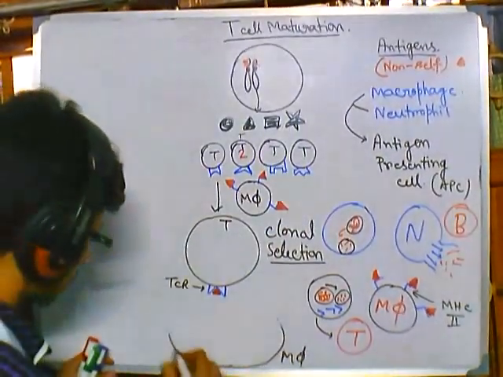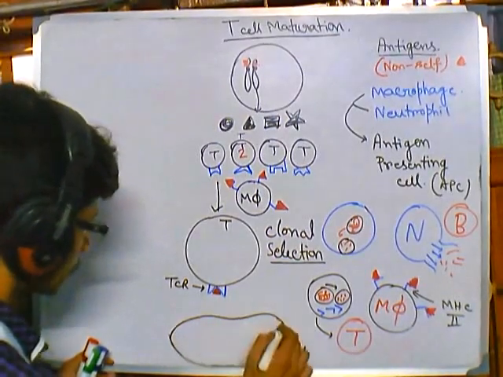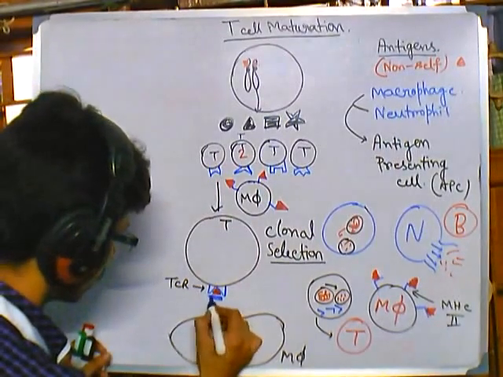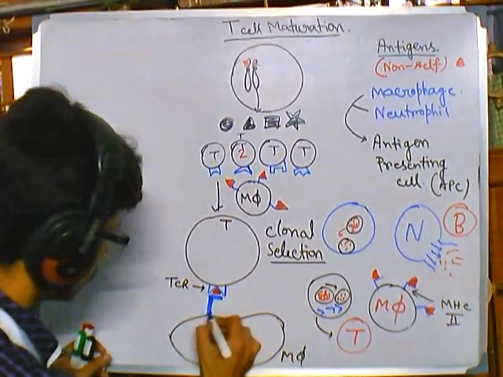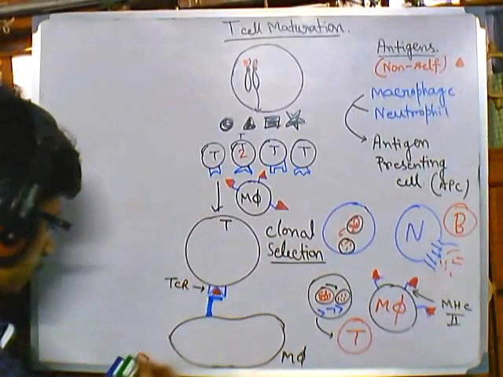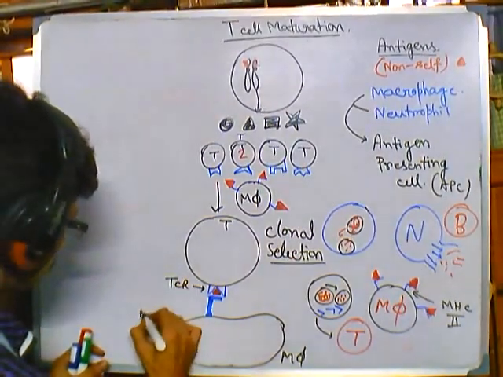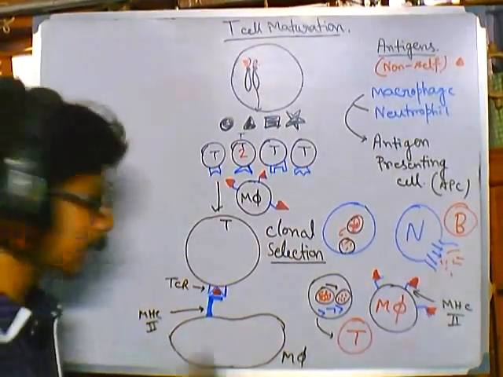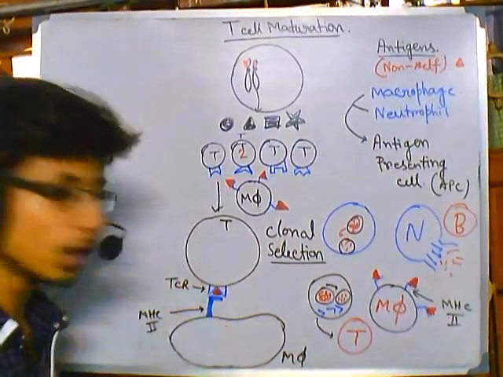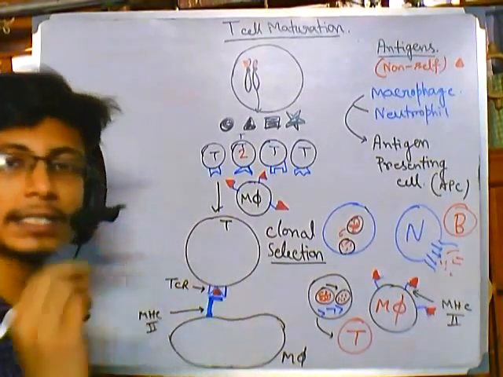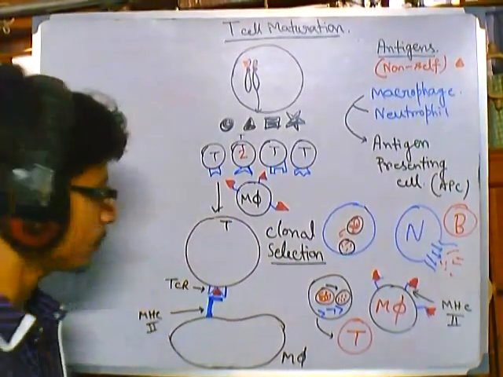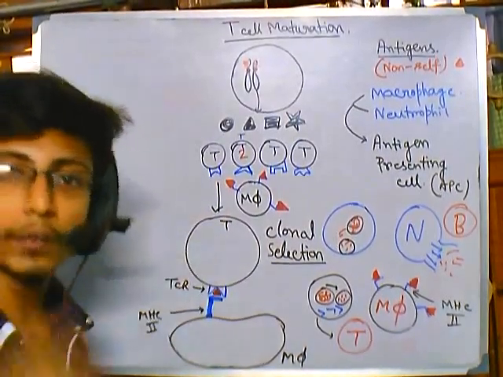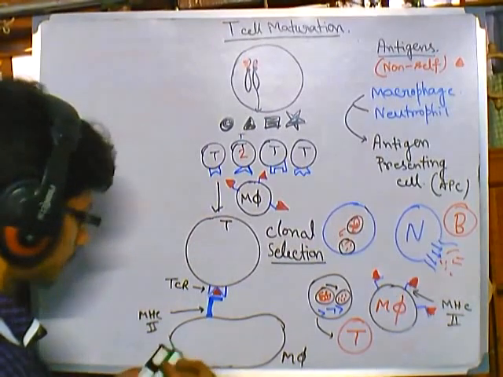So let me draw here, say this is our macrophage, and say here is our MHC2. Okay, so this is MHC2. So for checking whether the antigen is properly processed by MHC2 or not, it provides another signal via another molecule that is present in the T cell, which is called CD4. Now it provides the CD4.